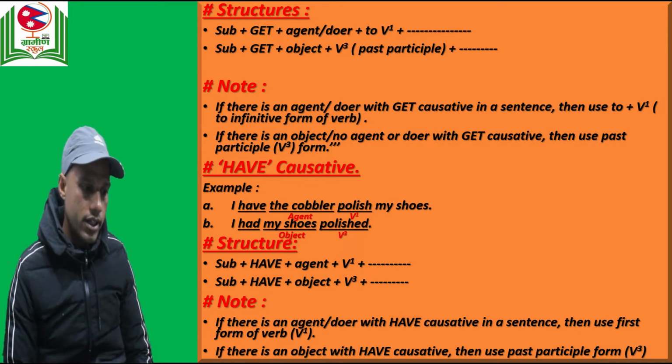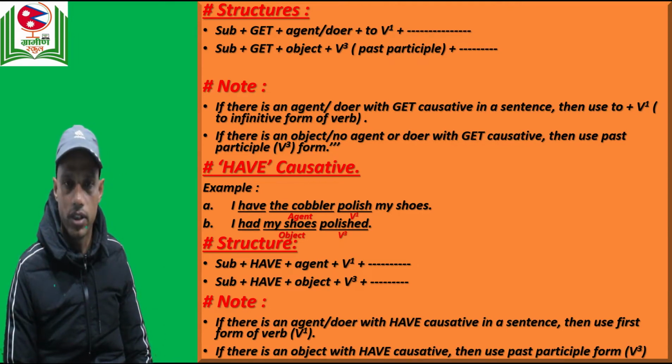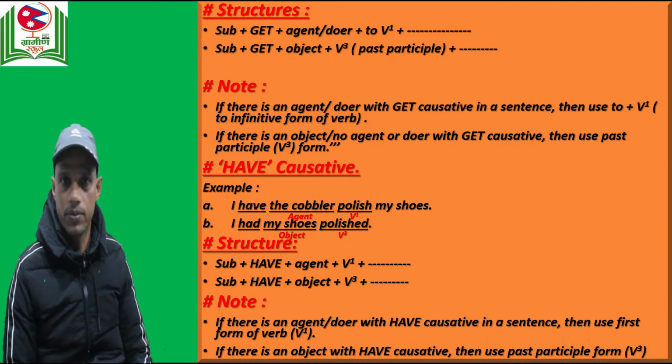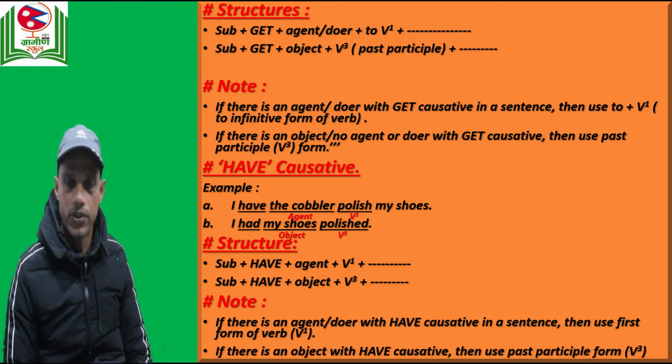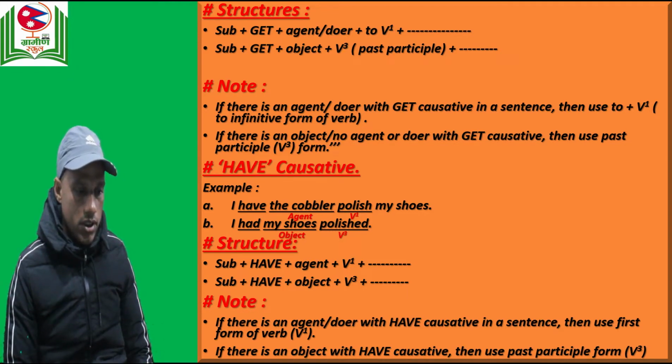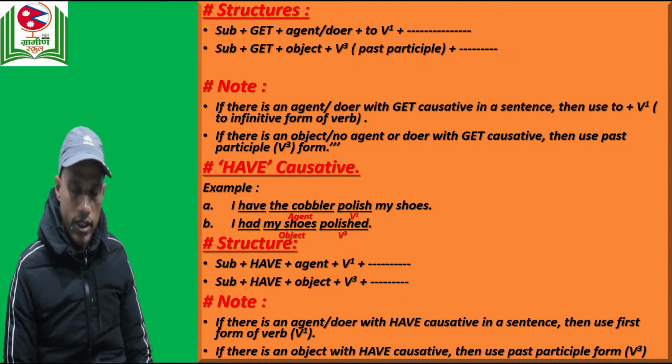Now the structures for have causative verbs, you can notice over here: subject plus have plus agent plus verb 1. It means if there is an agent with have causative, then you should use only verb 1 form. And if there is an object with have causative verb, then you should use the past participle form. And this is similar to other types of causative like get causative. Now I have two points over here under note, and these points will help you to understand better about the use of causative verb have.